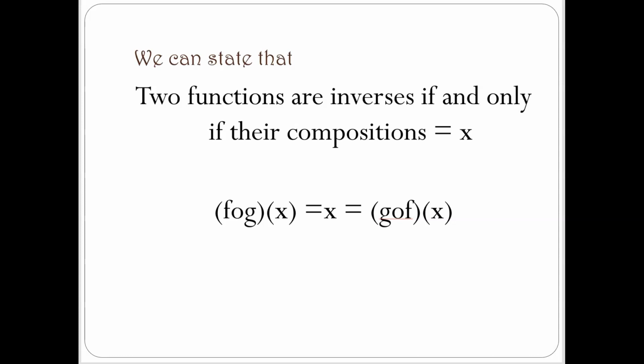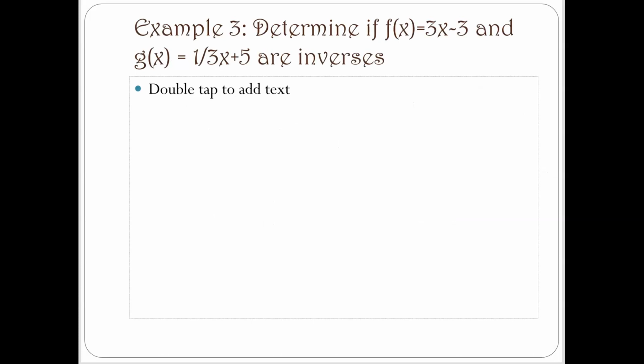So one of the things we learned in our definition is that we can state two functions are inverses if and only if their composition is equal to x, where we refer to x as the identity. So what we're going to do now is apply some function composition and determine if two functions are inverses. So we have f of x equals 3x minus 3 and g of x equals 1/3 x plus 5.